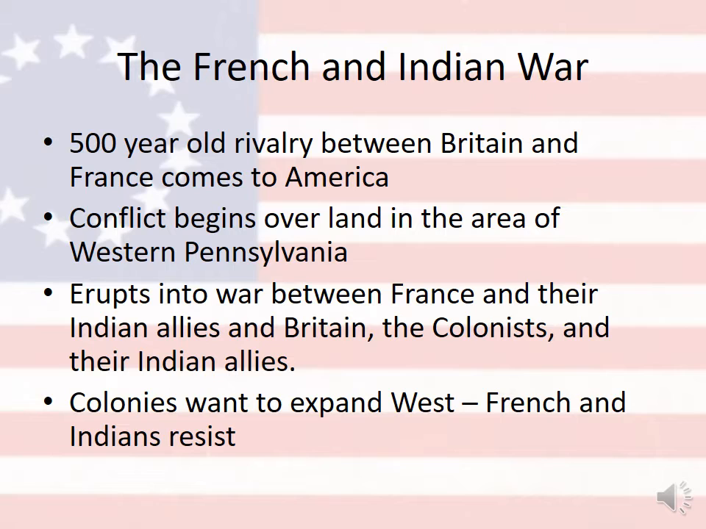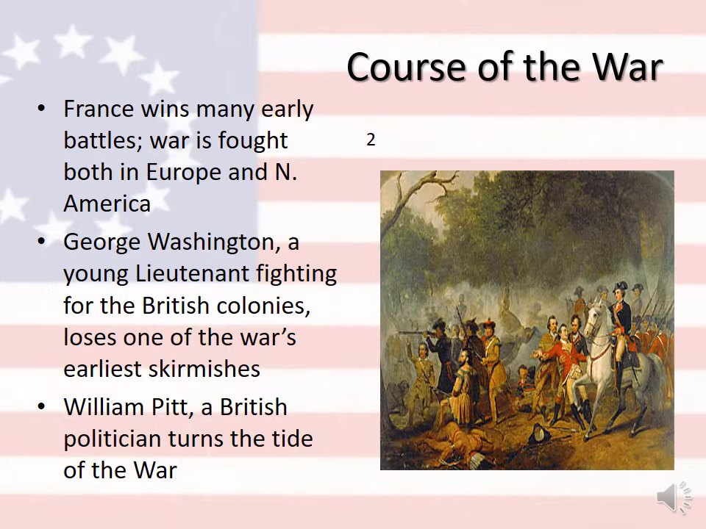So what's the issue? Well, the issue is the colonies want to expand west, and the French and their Native American allies resist that. So if you go back to that first slide there on the first page, it shows that map, and that map shows that kind of dividing line between the red area that was the 13 original British colonies, and then that blue area, which was the French territory.